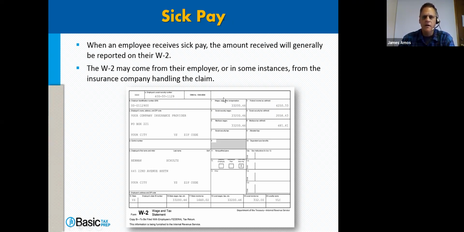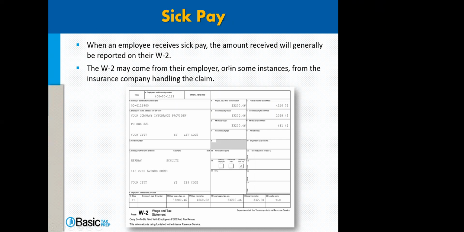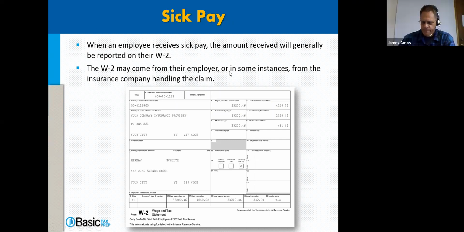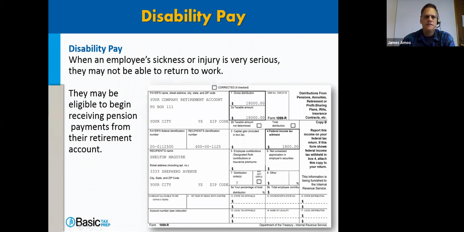When you get in there, you're going to have an amount in boxes 1, 3, and 5, and it's going to say, in this case, third-party sick pay. That's telling you this is all sick pay. Okay, so that's how it's going to look, and sick pay is taxable.